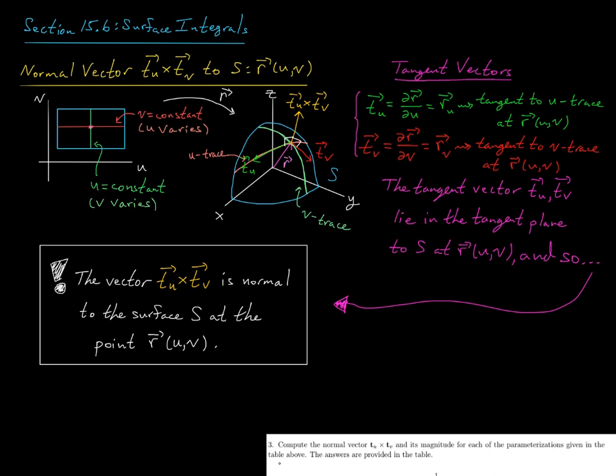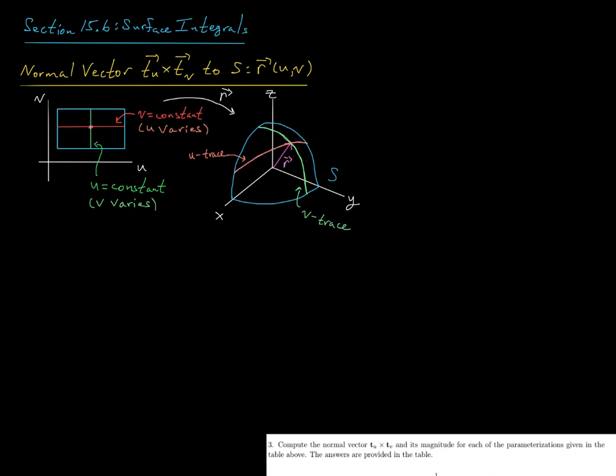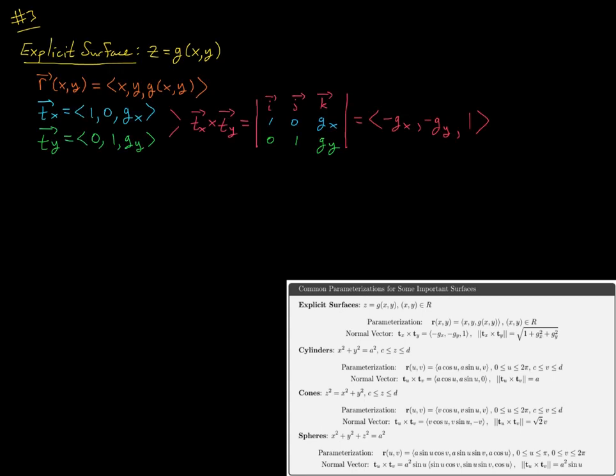Okay, so what we're going to now do is look at question 3 on the worksheet that has us compute this normal vector and its magnitude for each of the parameterizations we went through in the table on the worksheet. Okay, so let's go ahead and do that next. Get rid of some of this stuff here. And I did include all the answers, so keep that in mind on the worksheet as we go through these. So in the case we have an explicit surface, so z is g of x, y, our parameterization is just x, y, g of x, y.